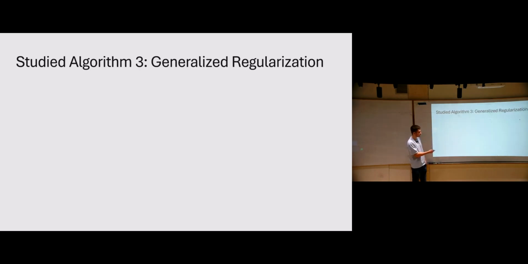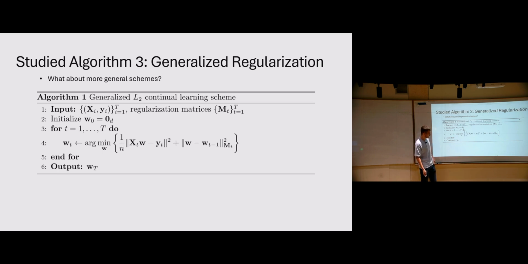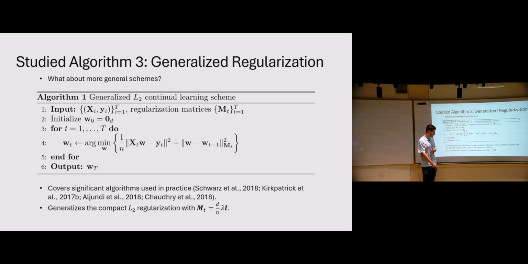And the third one is the generalized L2 regularization. So what about more general schemes? What do I mean by more general schemes? Instead of taking regularization based on a single parameter, you could use any PSD matrix, positive semi-definite matrix. However, empirical works generally use diagonal regularization matrices due to memory and computation constraints, and this is actually what we also do here in our paper.